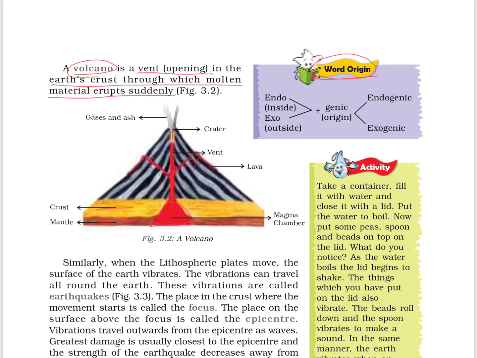it comes out like this. So what comes out like this we call a vent. And some lava spreads sideways and again comes down. Magma which is cooled down is called lava. The opening on the earth crust we call crater, and we get gases and ashes outside.